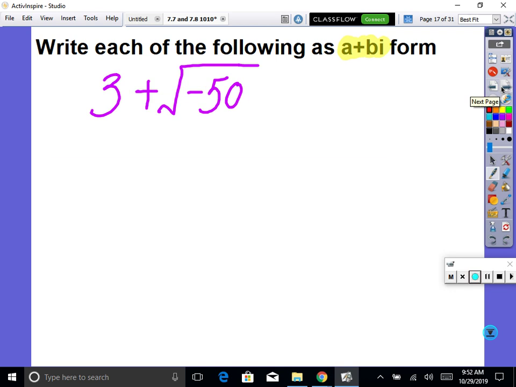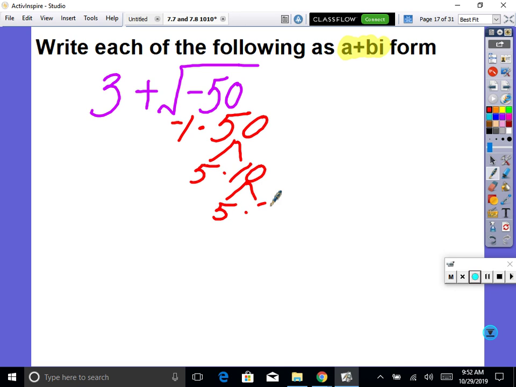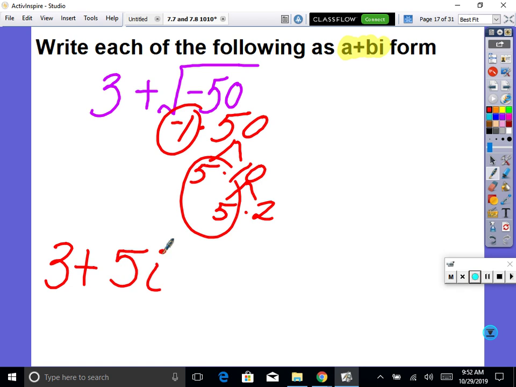So now let's look at this one. First of all, you'd say, okay, I'm going to break down my radical. So I have -1 times 50. That's 5 times 10, 5 times 2. So we'll pull out a 5. We'll pull out an i. So we have 3 plus 5i square roots of 2. A plus bi. Questions on that?